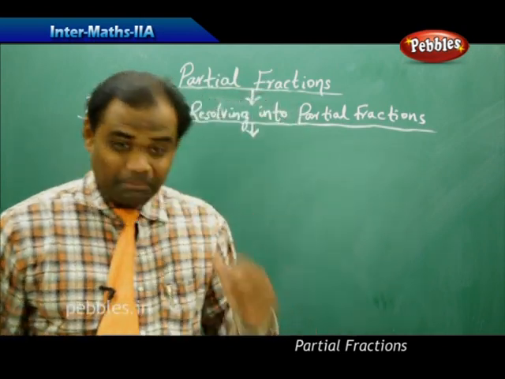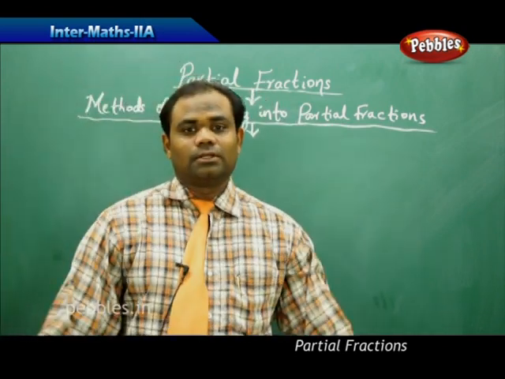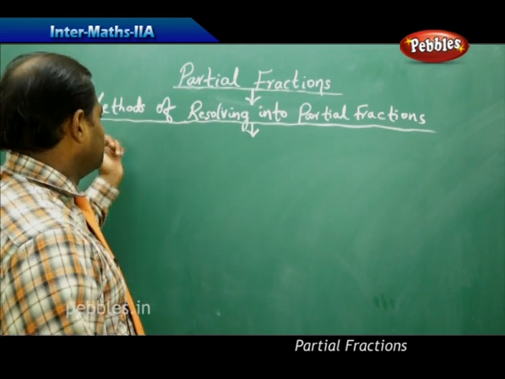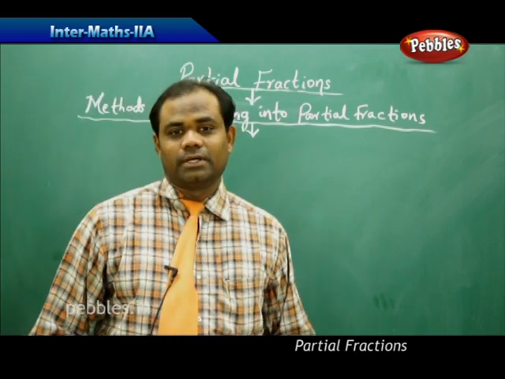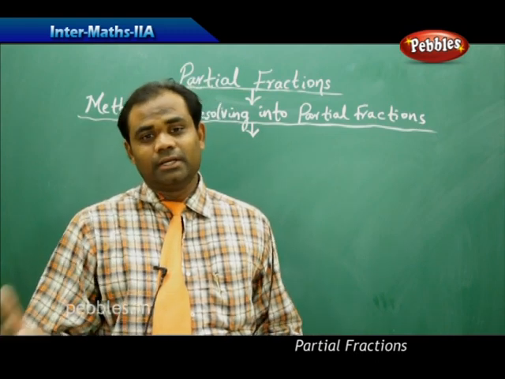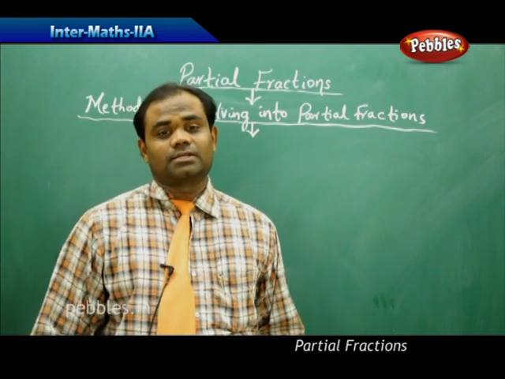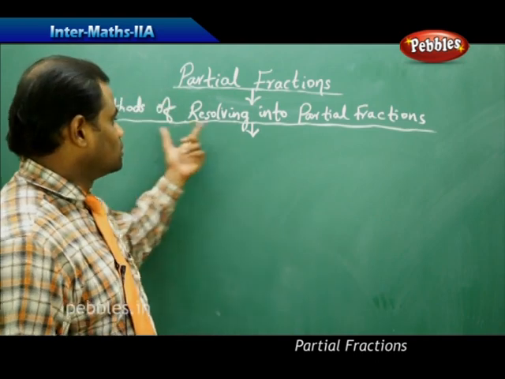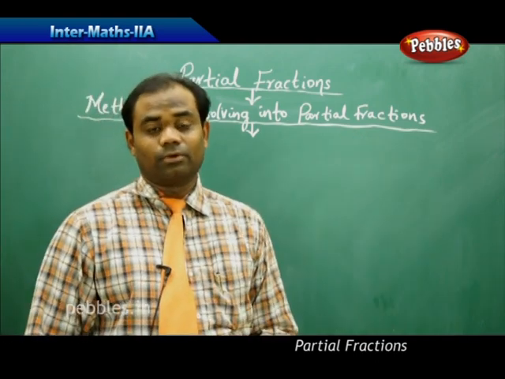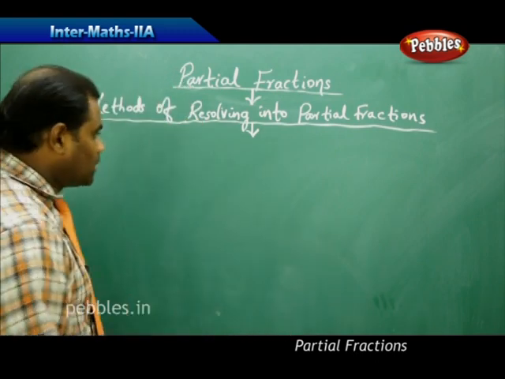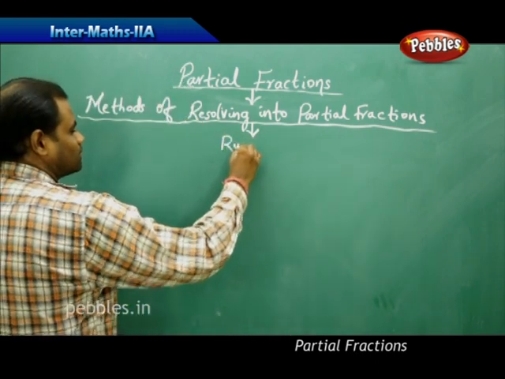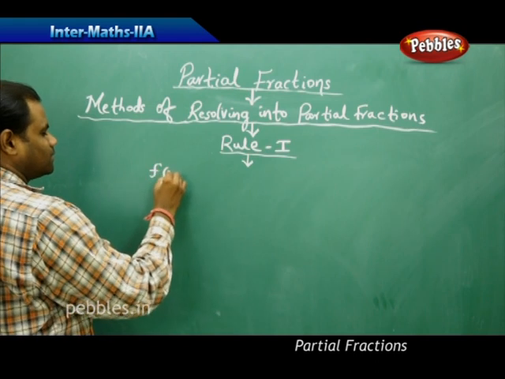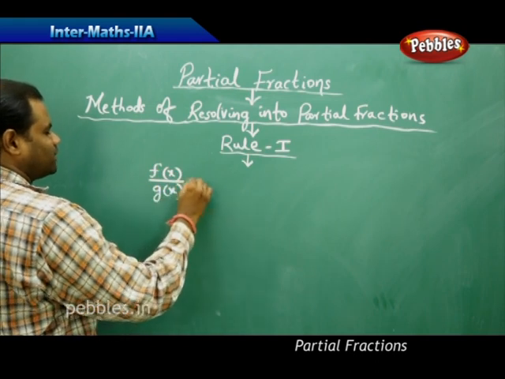So now that we have understood the partial fractions which can be split using the given proper fractions into the sum or the difference, now we will see the methods of resolving into partial fractions, because every proper fraction cannot be easily split into the sum. It is a difficult task where we use different rules for different types of proper fractions. So to start with rule 1, I take the proper fraction f of x by g of x.